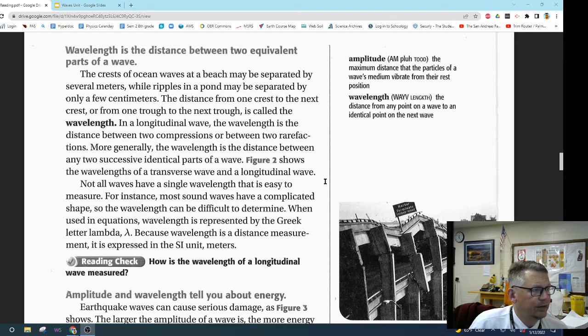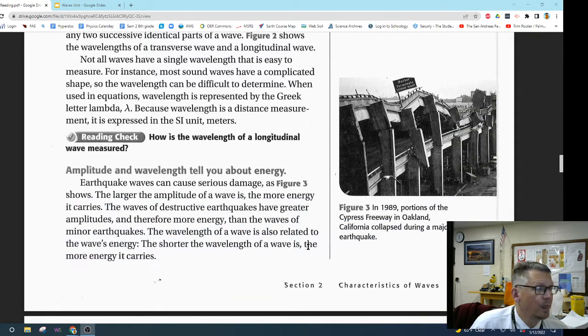Not all waves have a single wavelength that is easy to measure. For instance, most sound waves have a complicated shape, so the wavelength can be difficult to determine. When used in equations, wavelength is represented by the Greek letter lambda. Because the wavelength is a distance measurement, it is expressed in the SI unit meter.